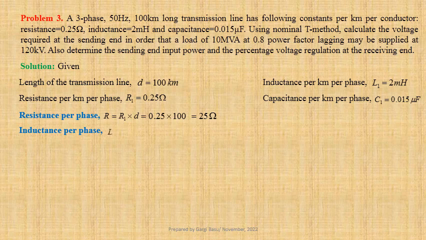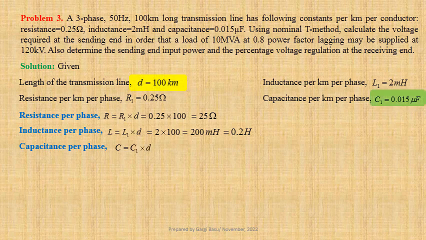Inductance per phase L equals to L1 into D. Using values we get 2 into 100, that gives us 200 millihenry or 0.2 Henry, and capacitance per phase C equals to C1 into D. Using values we get 0.015 into 100, that gives us 1.5 microfarad or 1.5 into 10 to the power minus 6 farad.